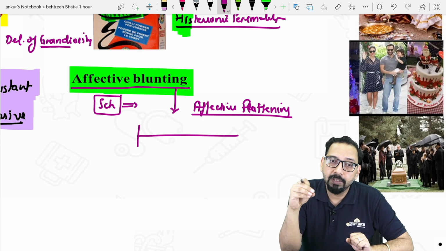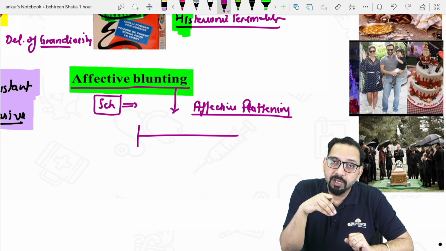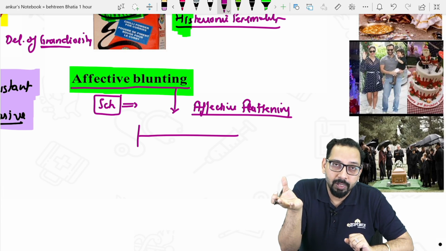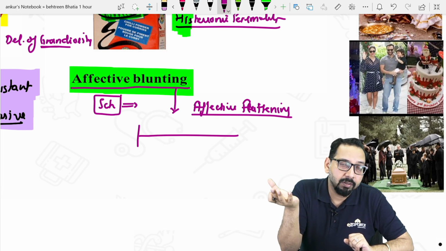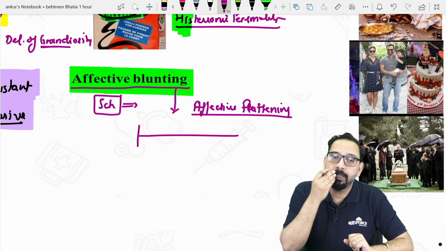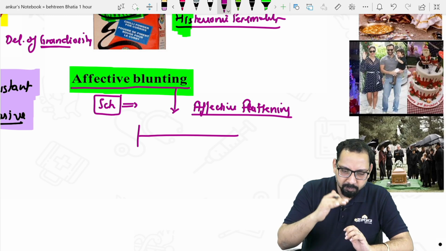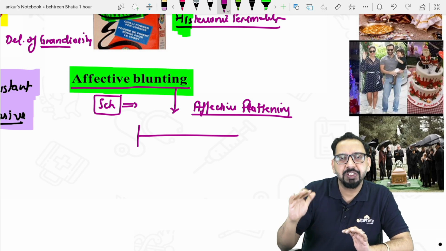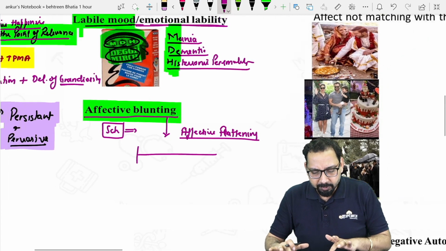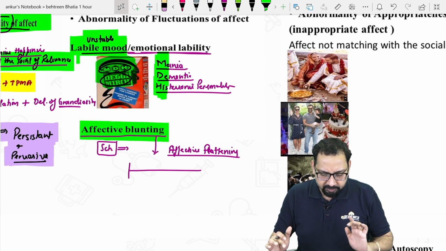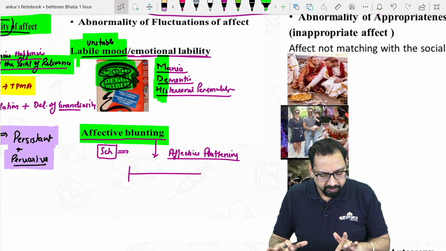In the same way, if a schizophrenic patient is sitting and you come and tell him that your mother died, any normal person would start crying. But the schizophrenic patient would say, okay, my mother died. Means no effect, no emotional change, no fluctuation. That is affective blunting, seen in schizophrenia, or affective flattening.